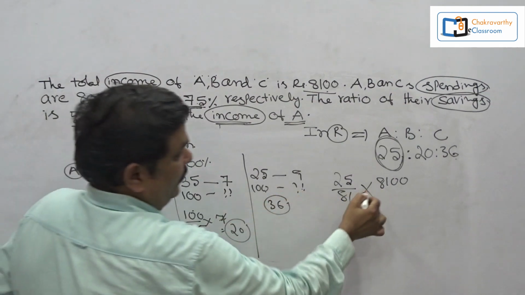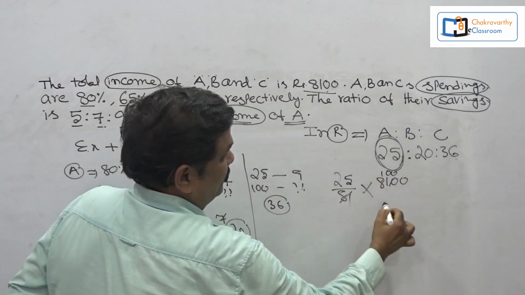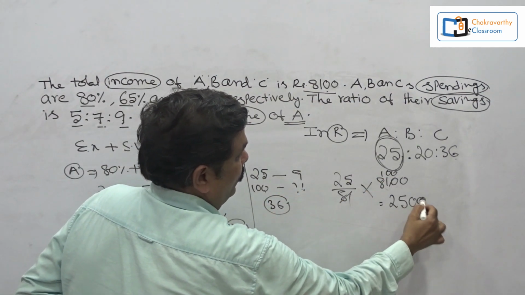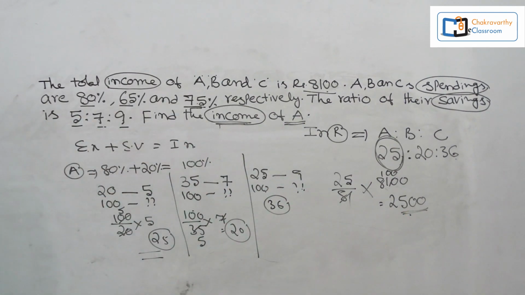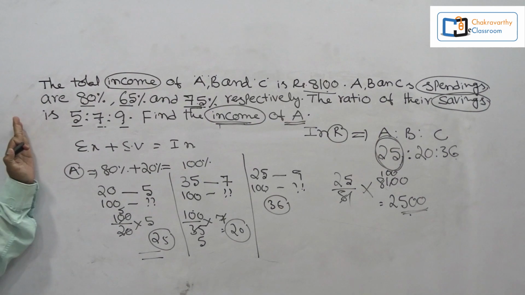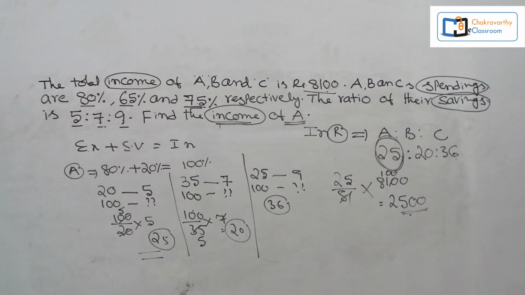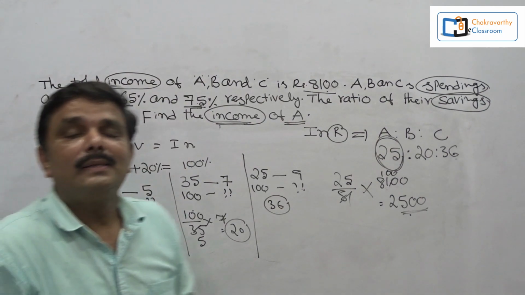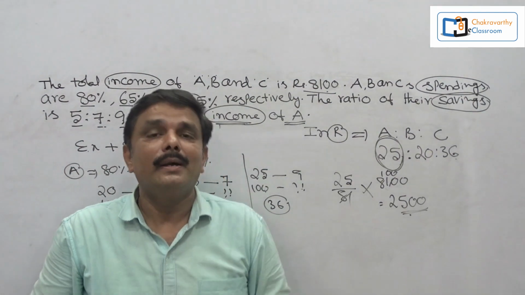So 8100. So this is 100 times. My answer is going to be 2500. As simple as this one. Hope you must have understood the problem. See students, this is how you need to handle some questions in ratio and proportion.